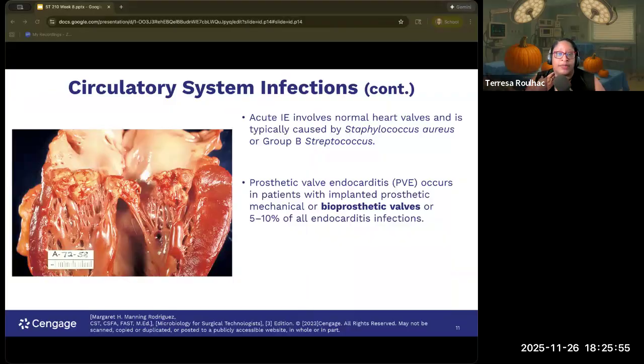There's also what the chapter wants us to know about, prosthetic valve endocarditis, PVE. This happens in patients that already have artificial heart valves. It can be mechanical or bioprosthetic. It makes up about 5 to 10% of IE cases. Mechanical valves have a higher risk of infection in the first 3 months, or early onset, whereas a bioprosthetic valve is most likely going to have an infection after 1 year, and that's considered late onset.